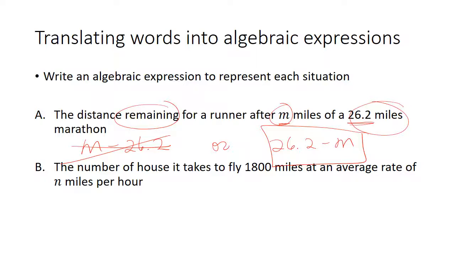How about this one? The number of hours, that should say hours, not house, it takes to fly 1,800 miles at an average rate of n miles per hour. So if you are flying 1,800 miles and you're going to take it in n miles per hour, then what you're doing is you are breaking those 1,800 miles up into equal groups. Okay, so your average rate is the important thing there. So the number of hours it would take to fly 1,800 miles, if we're breaking it into equal groups, then we would divide it by, we would do 1,800 divided by n miles per hour. All right.